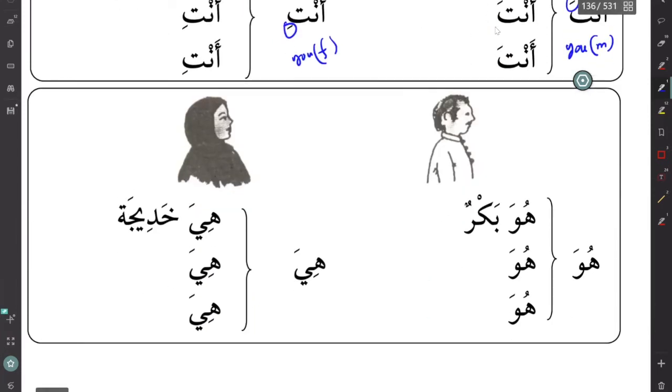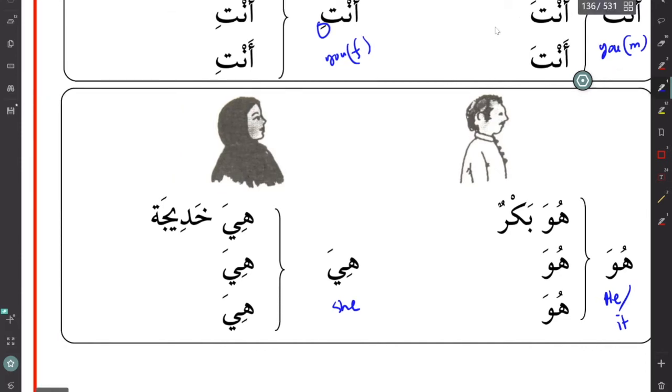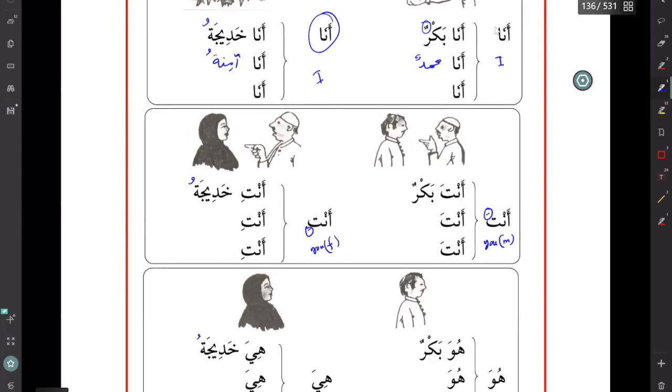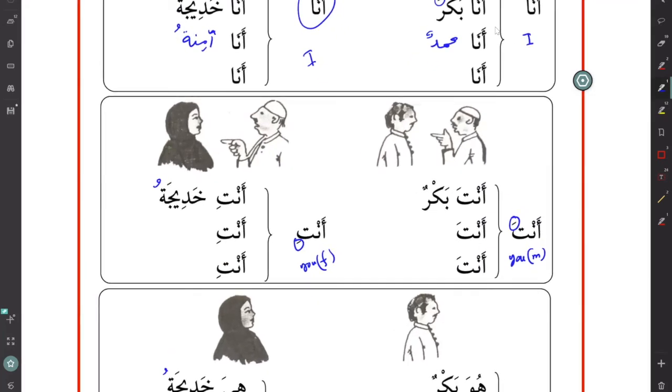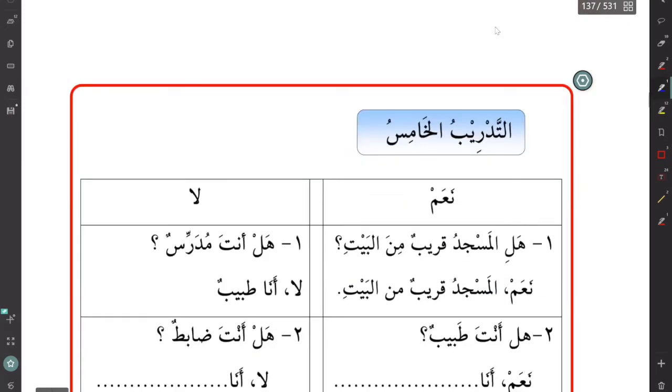Now we have huwa. Huwa is he. We also said it can also be it, but here the context is he. And here is she. Same story. Huwa Bakrun, huwa Muhammad, huwa Khalidun, right? He is Bakr. So we are using huwa for he, and here is for she. Here Khadijatu, here Aminatu, here Aishatu. Please memorize them, understand the difference between masculine and feminine, and try to use them properly. Jayed. Okay, so we have التدريب الخامس, the fifth exercise.